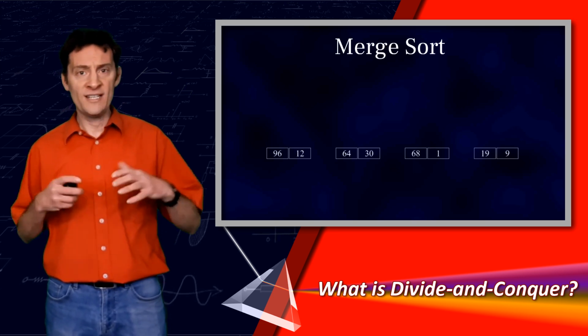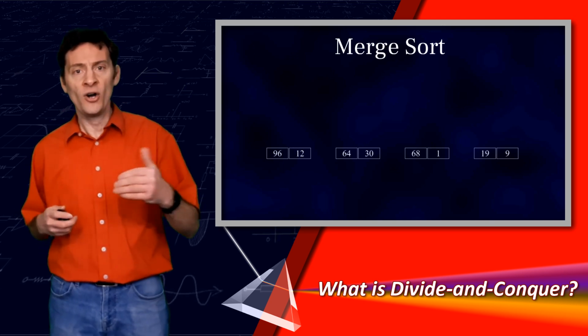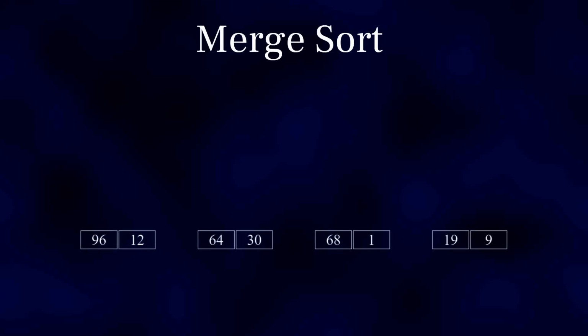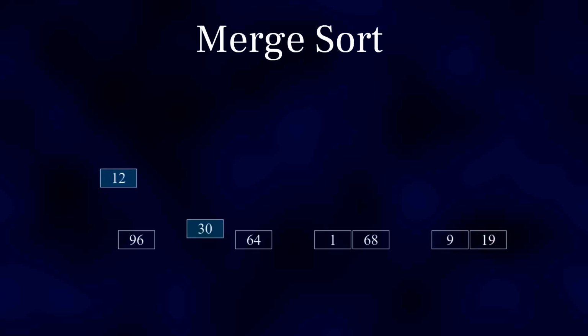Once the array is fully divided, the next step is to conquer the problem by sorting each small array. Since each array now contains only 2 elements, this step involves comparing the 2 numbers and swapping them if necessary, so that the smaller number is in the first position and the larger in the second. The final step is to combine these sorted subarrays, merging them back together while maintaining the order.